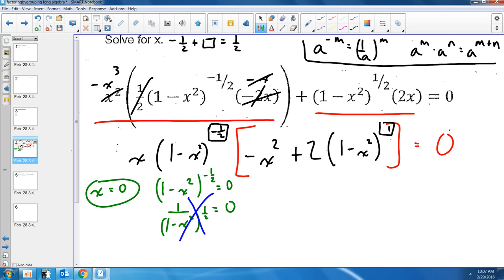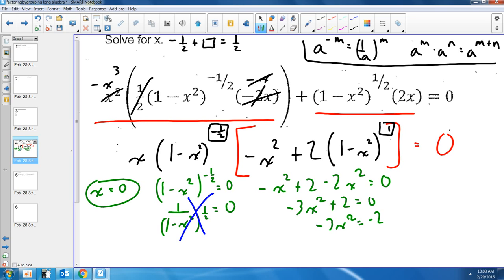Then you're down to the third one. Now, when I do this last one, negative x squared plus, I'm going to distribute that 2 through, because I see that I'm going to have an x squared term. And then when I do this, I get negative 3x squared plus 2 equals 0. Negative 3x squared equals negative 2.